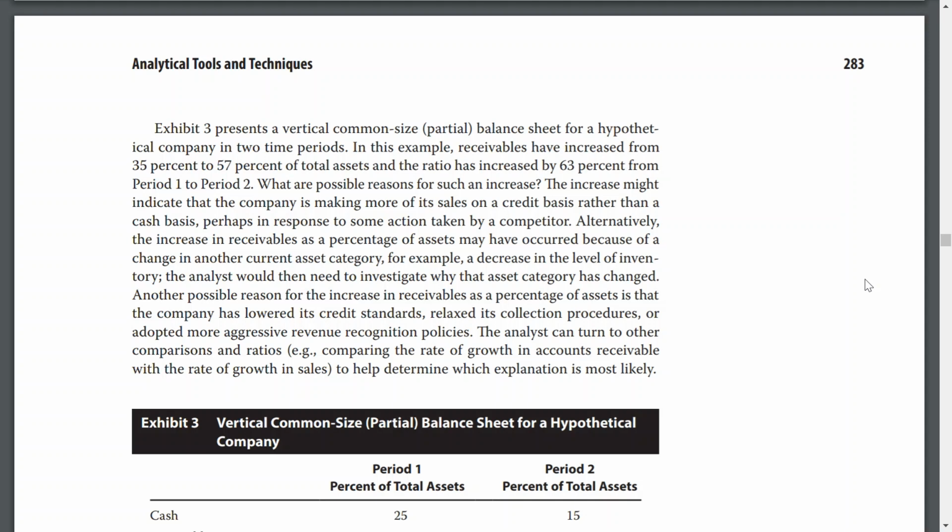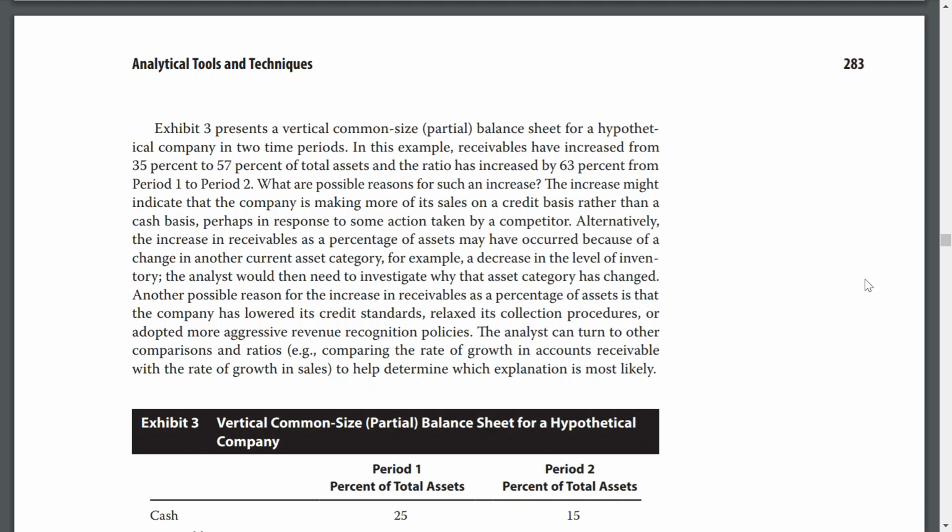The increase might indicate that the company is making more of its sales on a credit basis rather than a cash basis, perhaps in response to some action taken by a competitor. Alternatively, the increase in receivables as a percentage of assets may have occurred because of a change in another current asset category, for example, a decrease in the level of inventory. The analyst would then need to investigate why these asset categories have changed.